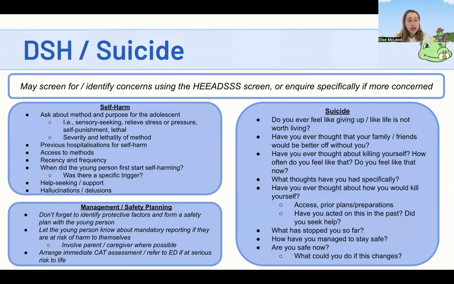How often do they do it? When did they last do it? And are they engaging in help-seeking behaviors? Because you'll be less concerned about adolescents who are going to a trusted person to tell them that they are self-harming, for example. And are there any hallucinations or delusions? Like, is there a psychosis going on, for example, as well?